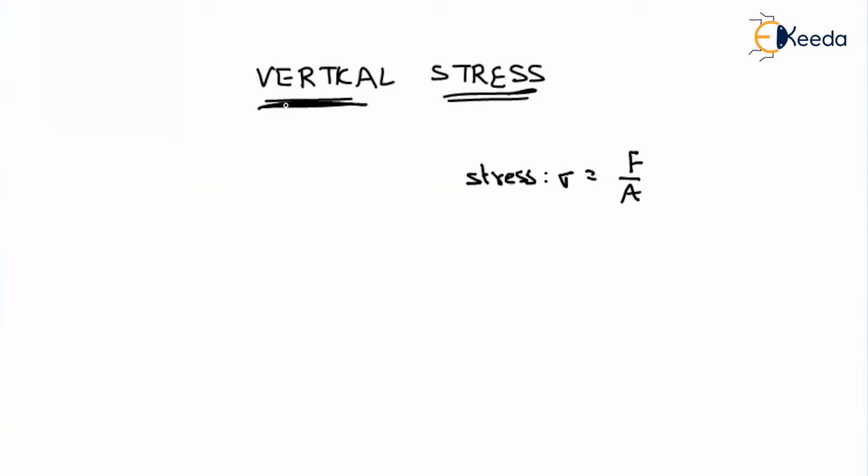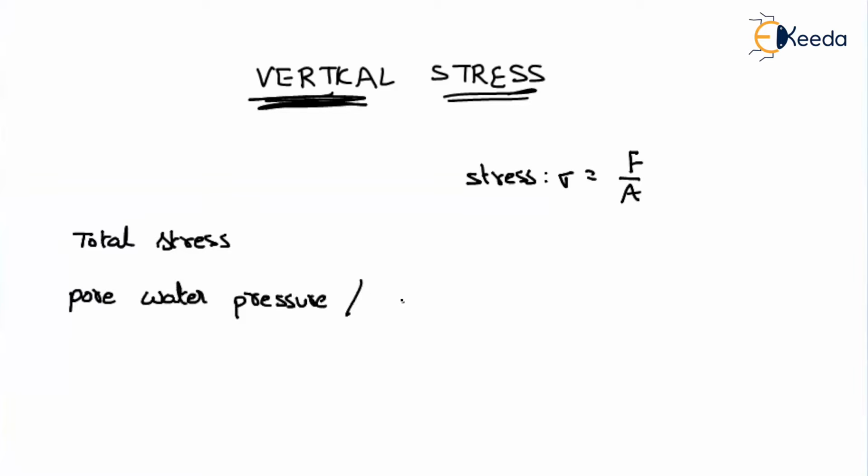So here we are talking about the vertical stress. Vertical stress we can find out by using the total force up to that point divided by area. Here we are having different types of stresses: total stress, pore water pressure, or we can also call it a neutral stress, and also the effective stress.